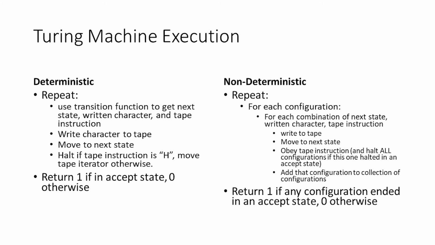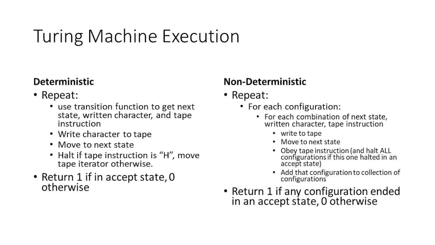So we've added this for loop for each of the configurations the machine might be in. And then for each combination of next state, character to write, and tape instruction that we're going to get from our transition function, we're going to do all the same things a deterministic machine would do. So we're going to write that character to the tape, move to our next state, and then obey that tape instruction over and over again. So for each configuration, for each thing we could do next, we're going to make that change and then add that configuration to some sort of collection of configurations.